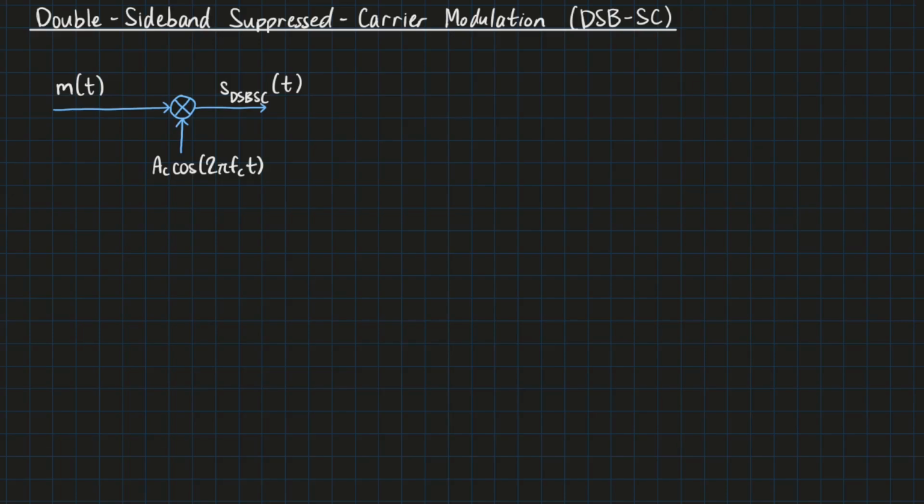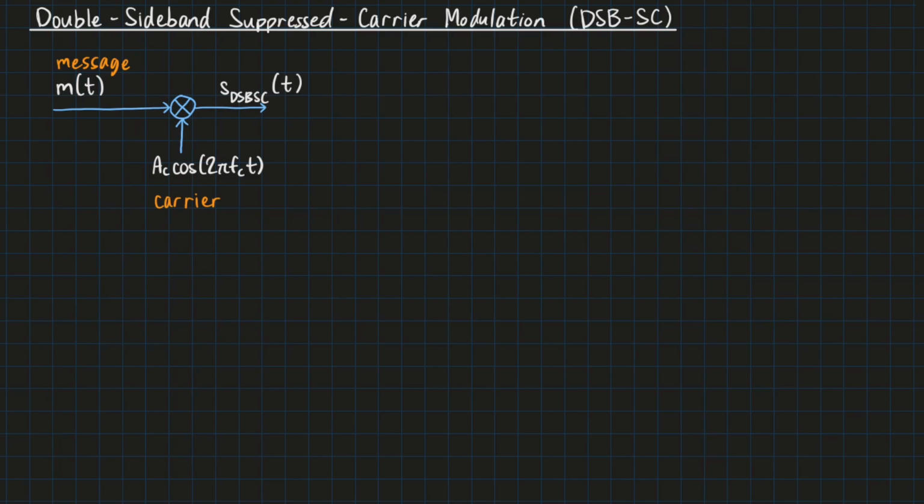A double sideband suppressed carrier modulation, or DSB-SC modulation, occurs when you take a message signal and multiply it by the carrier signal. So right here we have m(t), which is the message, and then A_c times cosine of 2 pi f_c t, in which A_c is the carrier's amplitude and f_c is the carrier's frequency.